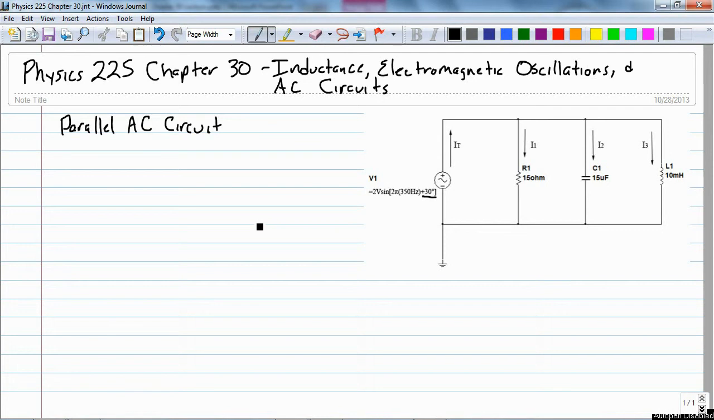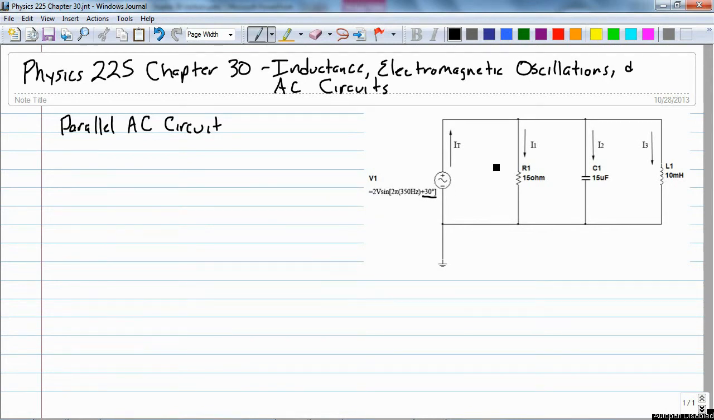And the currents have been defined for us in the directions. So IT, the total current, is coming out of the source, and I1, I2, and I3 are going through the devices, and so this will match everything.